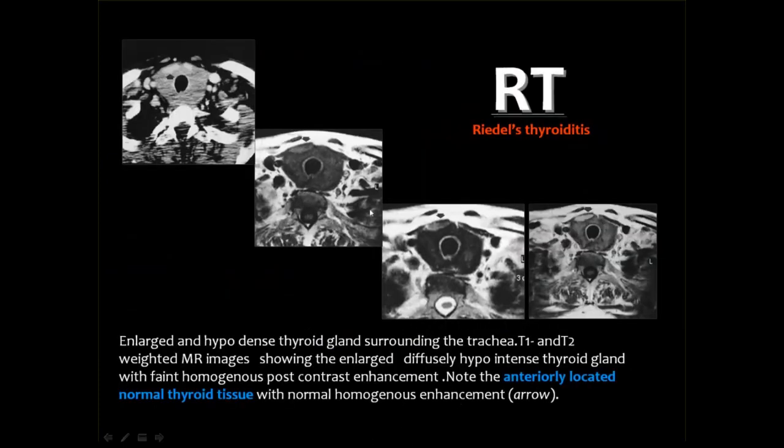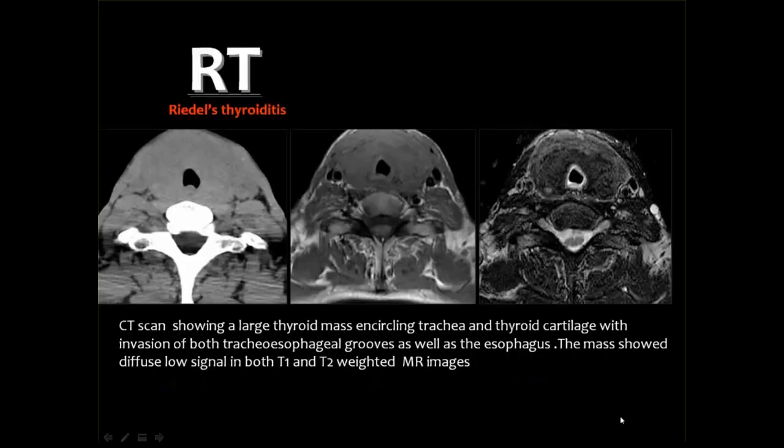And this is an example. You see the thyroid gland is dense due to fibrosis in the CT, and this arrow points to a small preserved normal thyroid tissue in the anterior aspect of the right thyroid lobe. And then the T1 weighted image, the T2 weighted image shows very dark signal of the thyroid and enhancement after injection of contrast material.